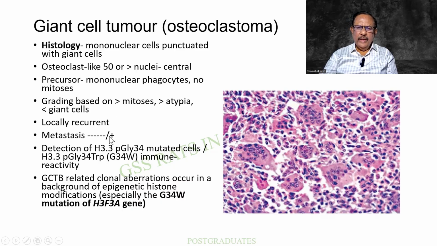Metastasis is very rare, but local recurrence is known for it. And the detection can be done by means of these genes. So please remember G34W mutation of the H3F3A gene. So this is important because to do away with the others also we need this.